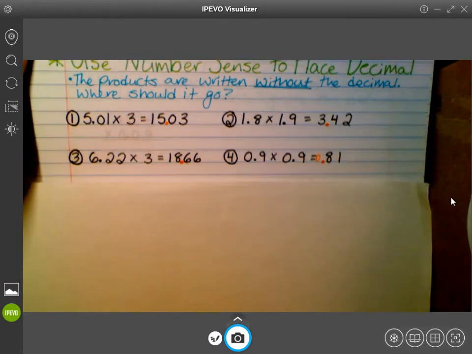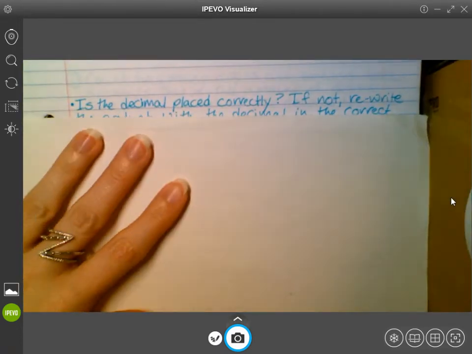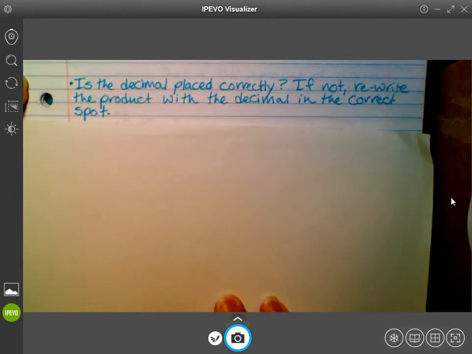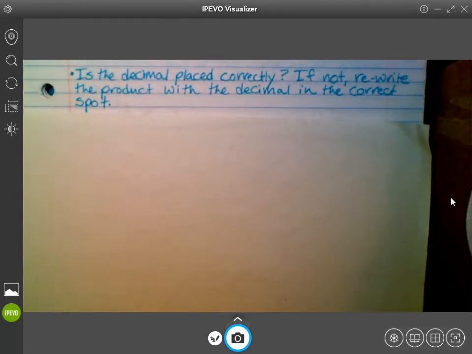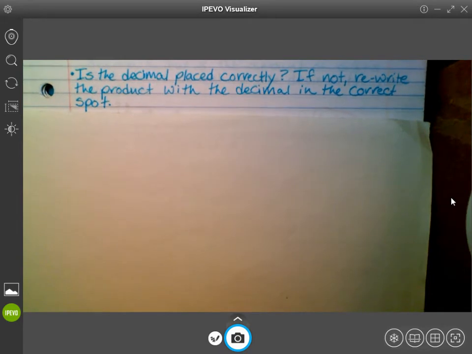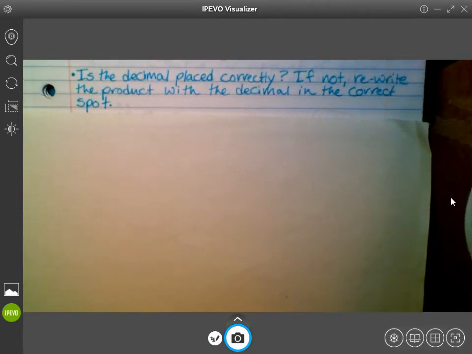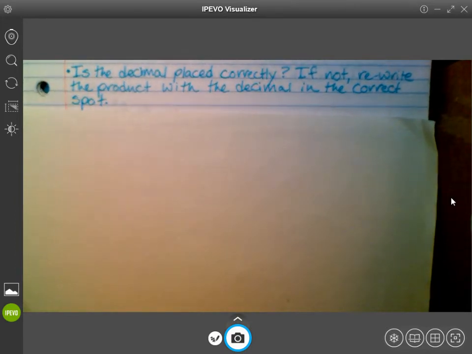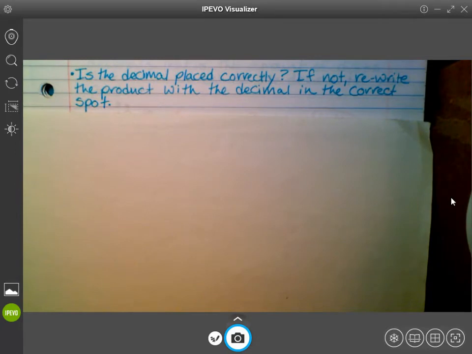So for the last part of our notes, we are going to do something similar, but a little bit different. For the next couple practice problems, the directions say, is the decimal placed correctly? If not, rewrite the product with the decimal in the correct spot. Last time, with the first 4 practice problems, we were given the digits in the product and we needed to physically place the decimal ourselves. With these practice problems, we're going to be given an answer to the problem and we need to figure out, is the decimal in the correct spot or does it need to be rewritten with the decimal in a different spot? So go ahead, get these directions written down and then put a thumbs up when you got that.